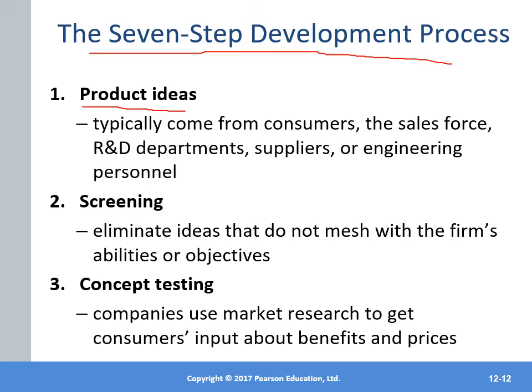Once we have the product idea, we will then go to the screening process. This stage is designed to eliminate ideas that do not align with the firm's ability or objective. A representative from marketing, engineering, operation, and finance will provide input at this stage. Once we have screened our ideas, we will then move on to concept testing. Once ideas have been screened, companies use market research to get consumers' input about benefits and prices.